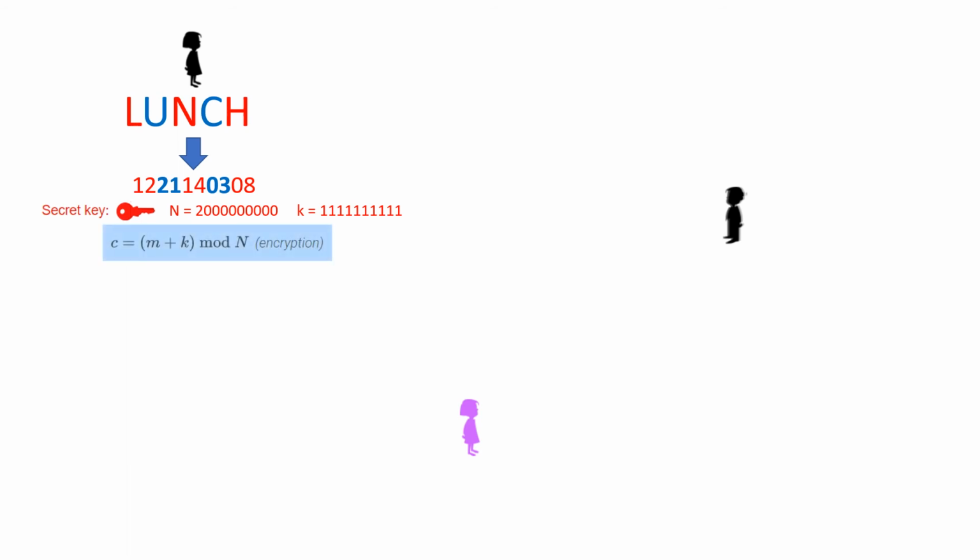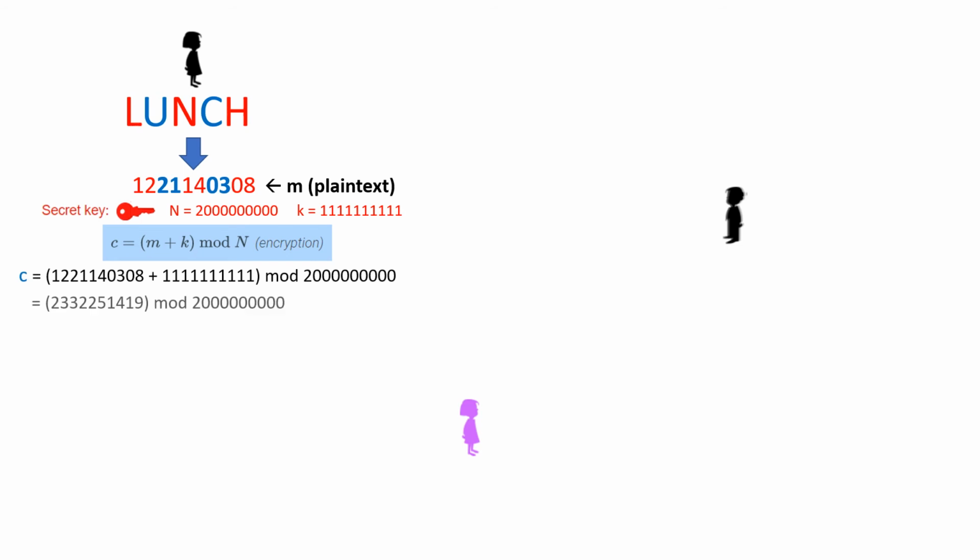Okay, now what will she do? She'll take the M, which is the plain text, which is the 1221 number, add K, find out what that is, take mod N, and get C from that. So that's the M, and so she would get C by plugging in all of those numbers. And then she ends up with this calculation that ends up being this number here, 332251419. So she sends that on to Bob.